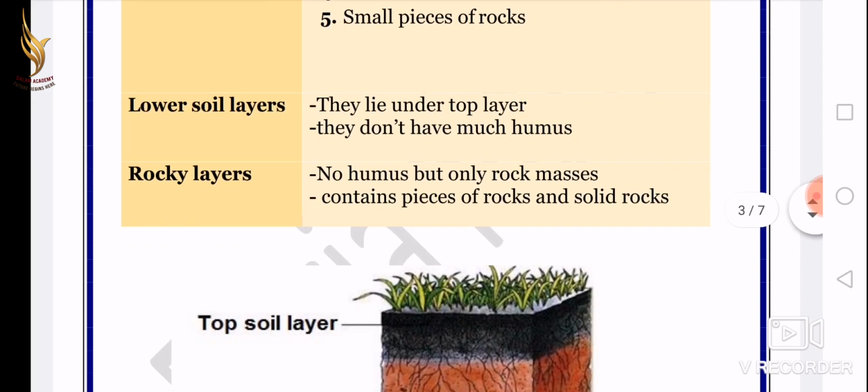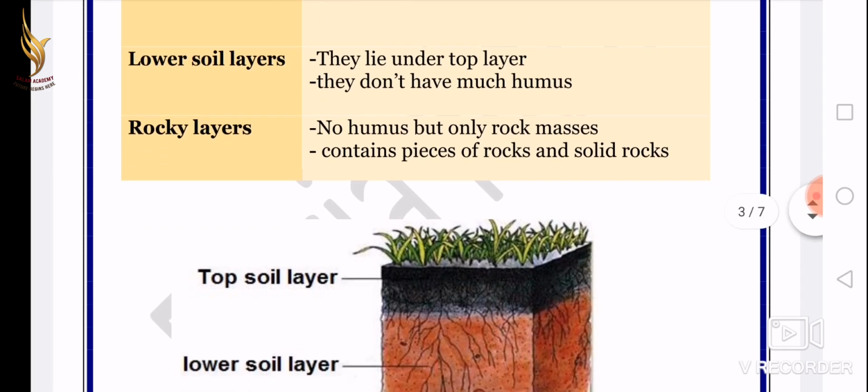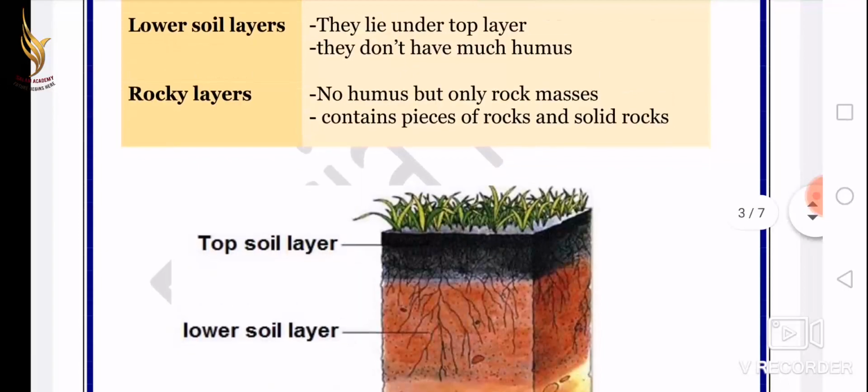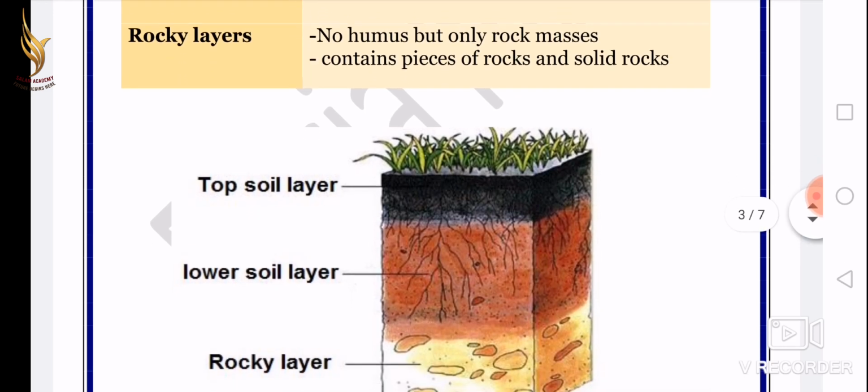Okay. Second, lower soil layer. It lies under the top layer and does not contain much humus. Okay. And finally, the rocky layer. There is no humus in the rocky layer, but only rock masses. It contains only pieces of rocks and solid rocks, but there is no humus in this layer.